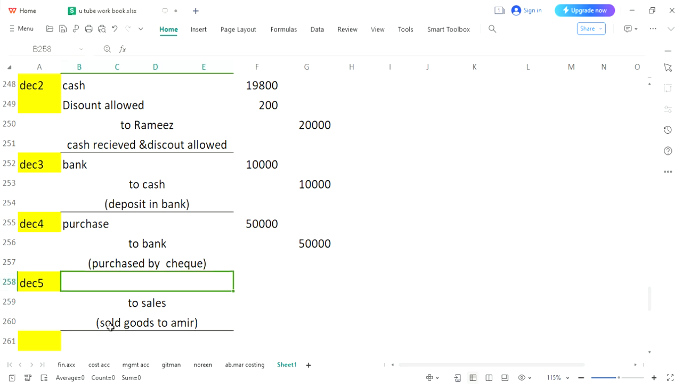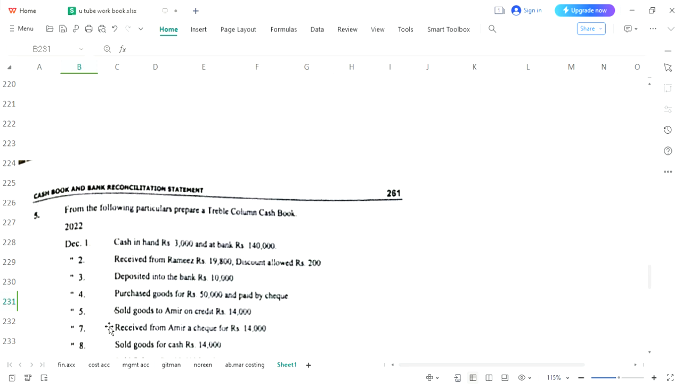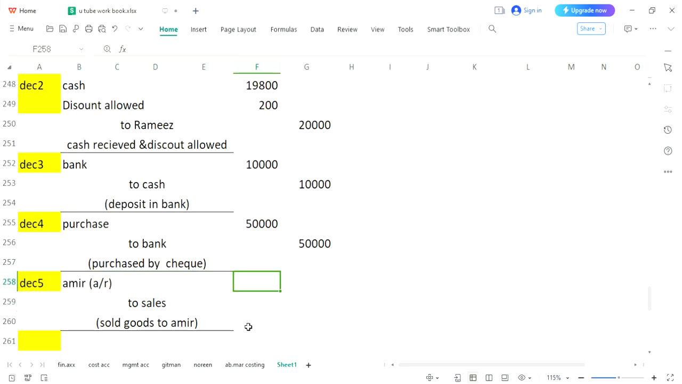Next, you have sold goods. You have sold these goods to Amir. So now Amir is the person from whom amount is receivable. He is favorable for you. He is your asset. Asset should be written on debit side. So we will mention Amir as account receivable on debit side. December 5th was the entry. 14,000 is amount. You will mention 14,000 on debit side and same amount would be written on credit side.